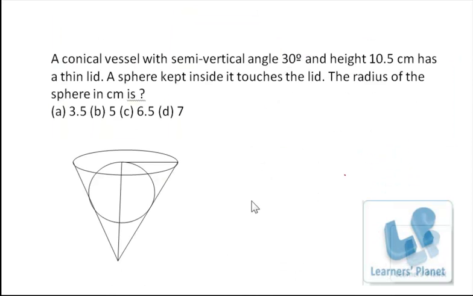Now friends, let's solve this problem from 3D mensuration. A conical whistle with semi-vertical angle 30 degree and height 10.5 centimeter has a thin lid. A sphere kept inside it touches the lid. The radius of the sphere is what we have to find out.